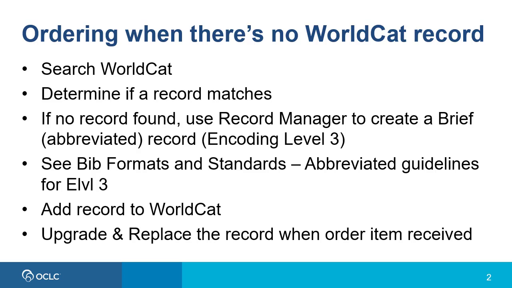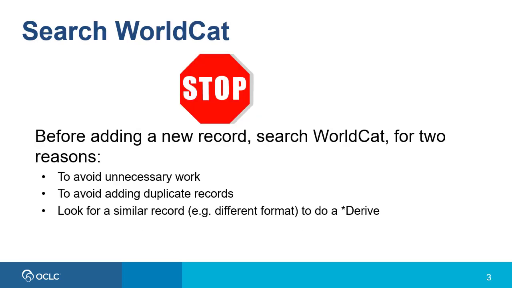When you receive the order item, you can upgrade and replace the brief record with a more complete cataloging record, since you'll have the item in hand with access to more information. Before adding a new record to WorldCat, it's important to do a search, not only to avoid unnecessary work and avoid adding a duplicate record to WorldCat, but also you may find a similar record, for example, a different format or edition, that you may be able to use to derive a new record.